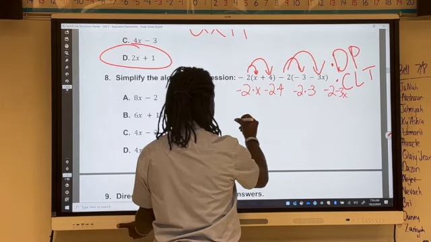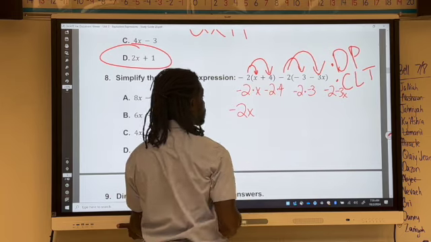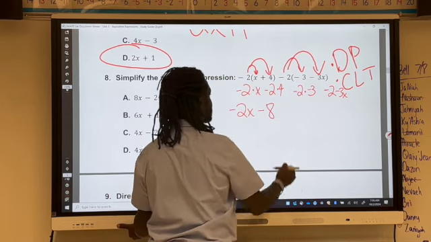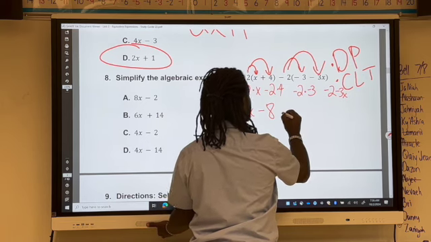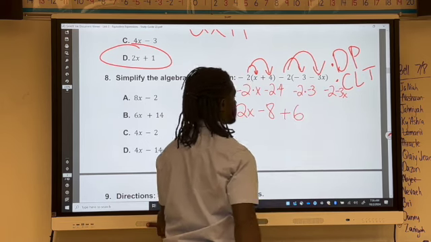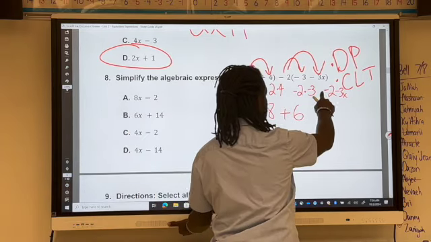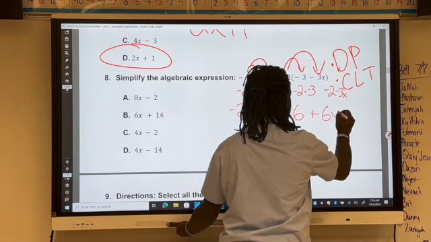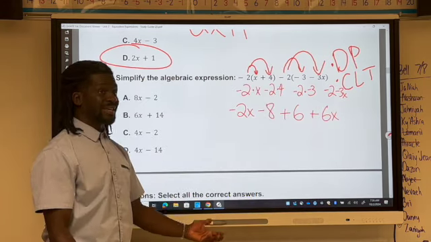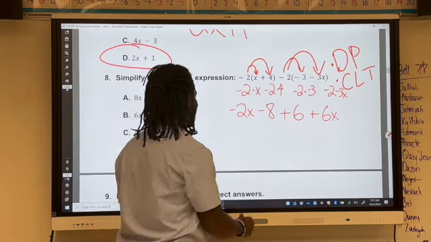So negative 2 times x is going to give me negative 2x. Negative 2 times 4 is going to give me negative 8. Negative 2 times negative 3 is going to give me a positive 6, because negative times a negative is a positive. And then negative 2 times negative 3x is going to give me a positive 6x. And so then, once I get here, I've distributed. Now I just got to combine the like terms.